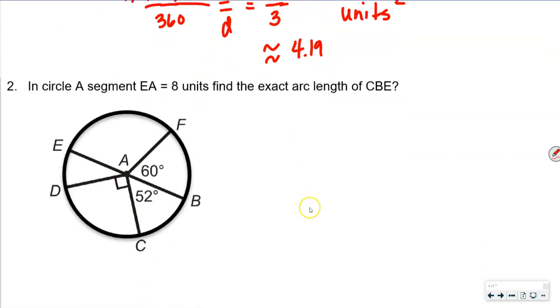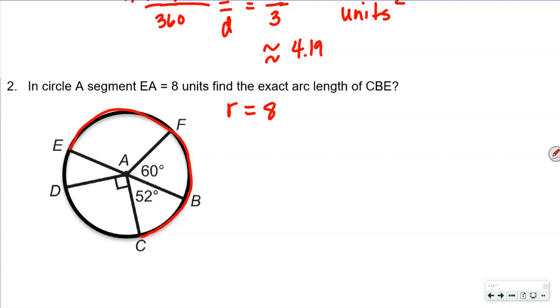So this next one says in a circle A, segment EA is 8. So EA is 8, which means that's a radius, that means all of the radii in the circle are 8, right? So the radius is equal to 8. That's what that's really telling us, okay? So then it says find the exact arc length of CBE. So CBE is going to be going this way, CBE all the way around there.